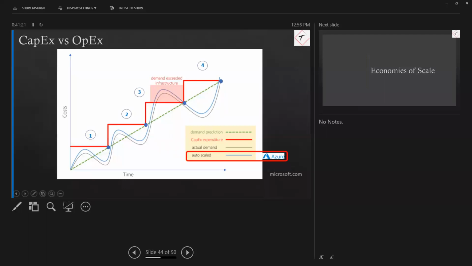But if you look at Azure autoscaling, it moves up and down based on your demand needs. So you end up saving a lot of cost here. And also here, when you're not using those resources, you are not spending that cost. So that is the benefit of shifting to an OpEx model, or pay as you go model, where you only pay for the resources you use. If you don't use those resources, you're not paying for them. So this is a huge benefit of operational expenditure over capital expenditure.